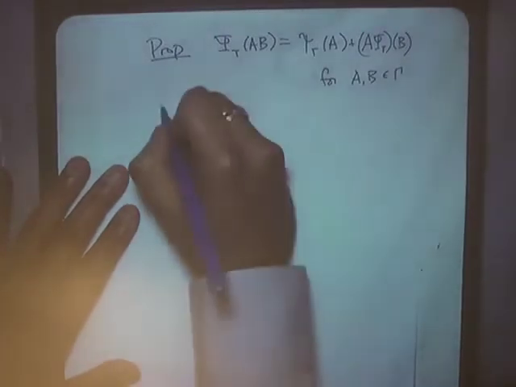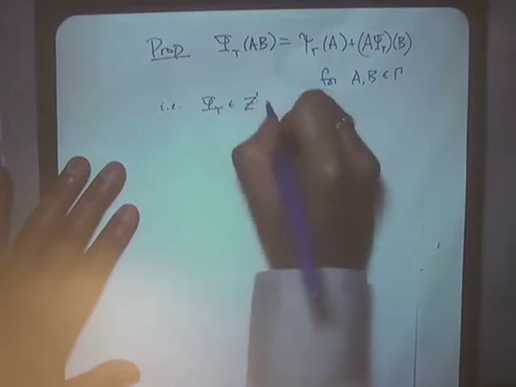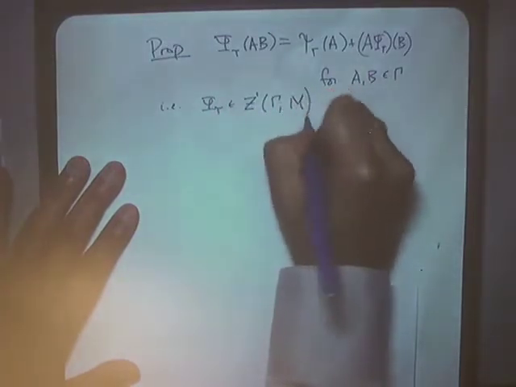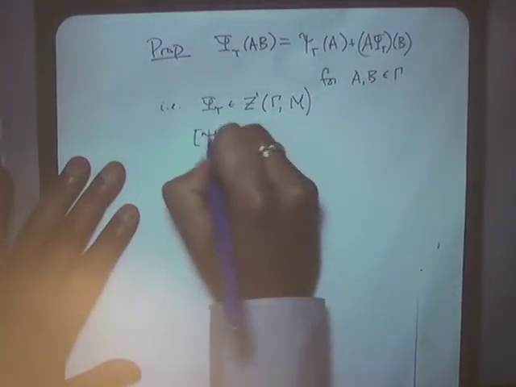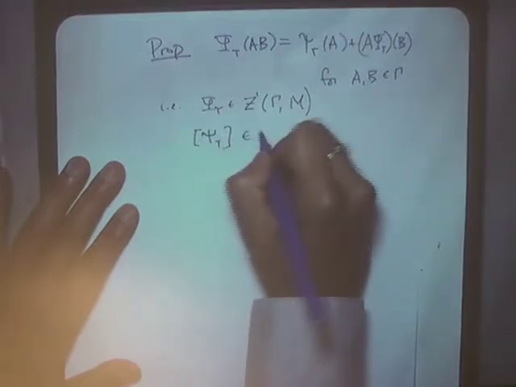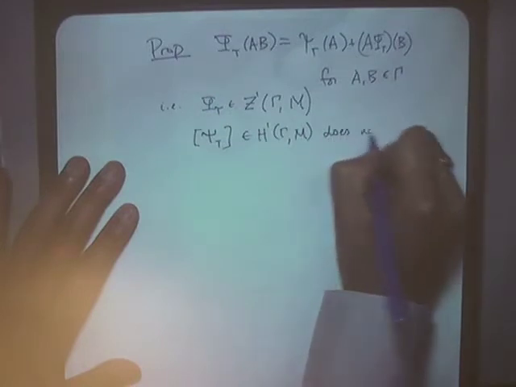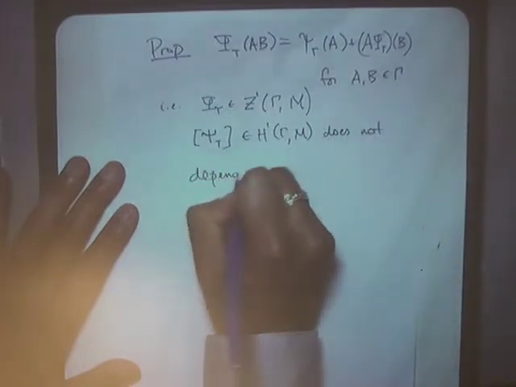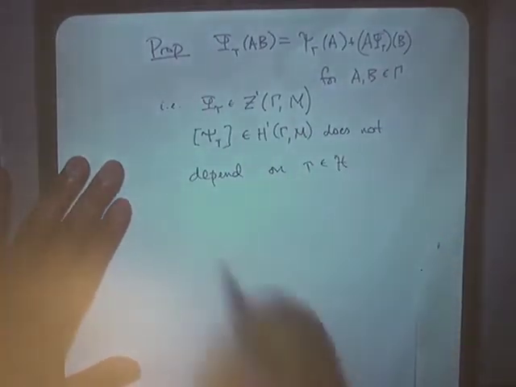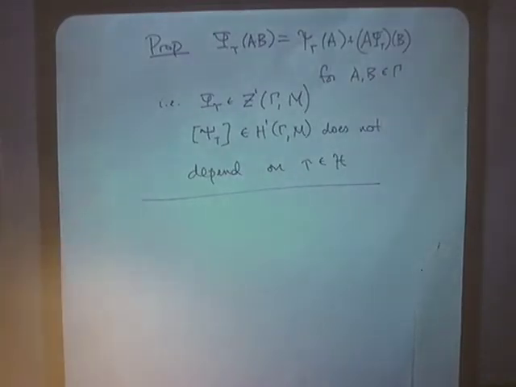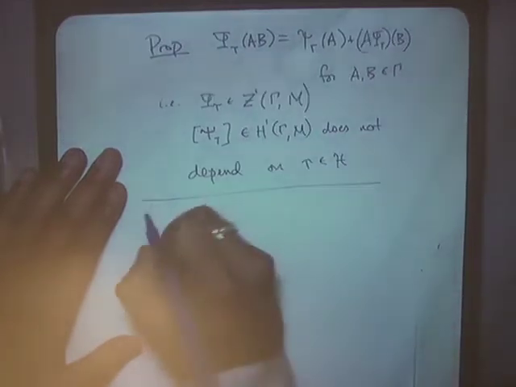So in other words, psi tau is a 1 cocycle for gamma acting on this module N. And furthermore, you can check that the cohomology class doesn't depend on the choice of tau that you picked to define it. Okay. Now we're going to see what happens if we take this construction and we smooth it.